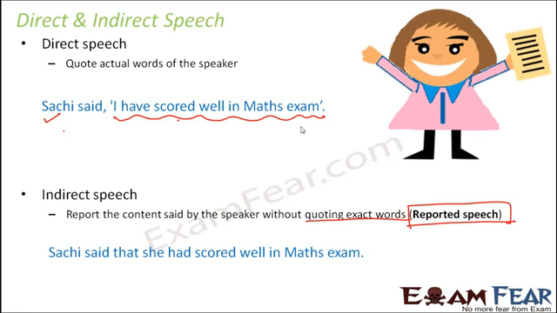But in the first sentence, it tells us what exactly Sachi had told, like it's word by word the same thing which was told by Sachi. But in the second sentence, it's not in Sachi's words. However, the content or the meaning is the same. So someone else is telling, maybe I am telling that Sachi said that she had scored well in maths exam. Right? So there is a difference between the two sentences. So this is all about direct and indirect speech.